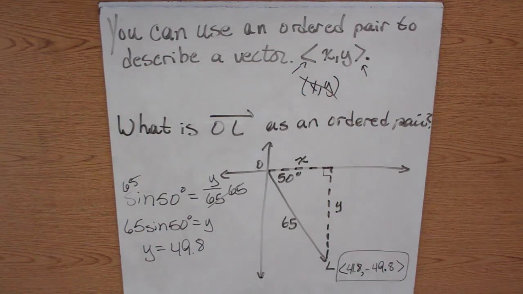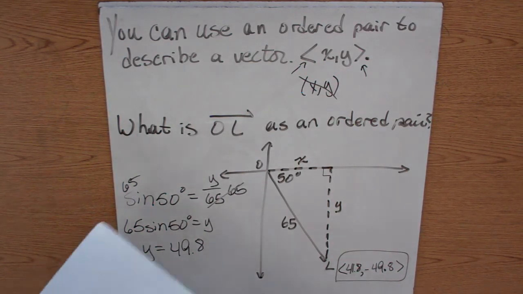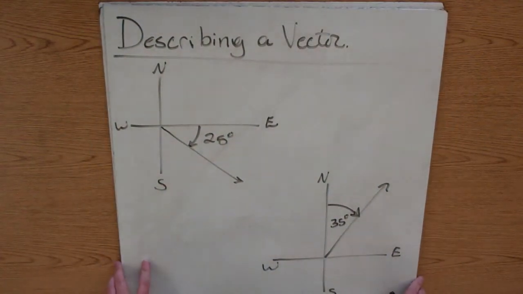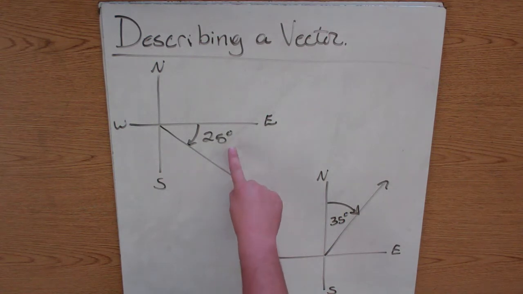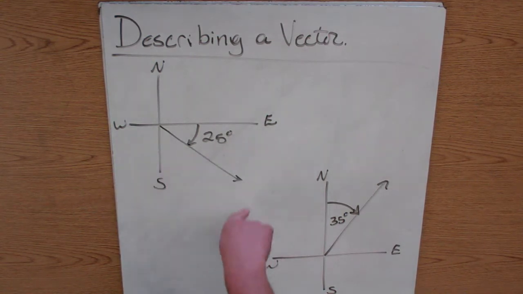Now, part 2 of describing a vector. Now, when you describe a vector, you have to do two things. You mention the angle, and you also mention its direction. Direction that corresponds with a compass, north, south, east, and west.